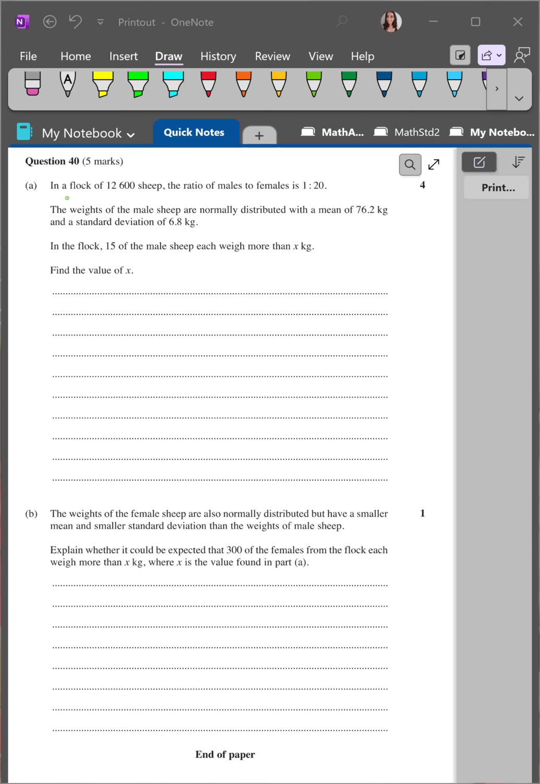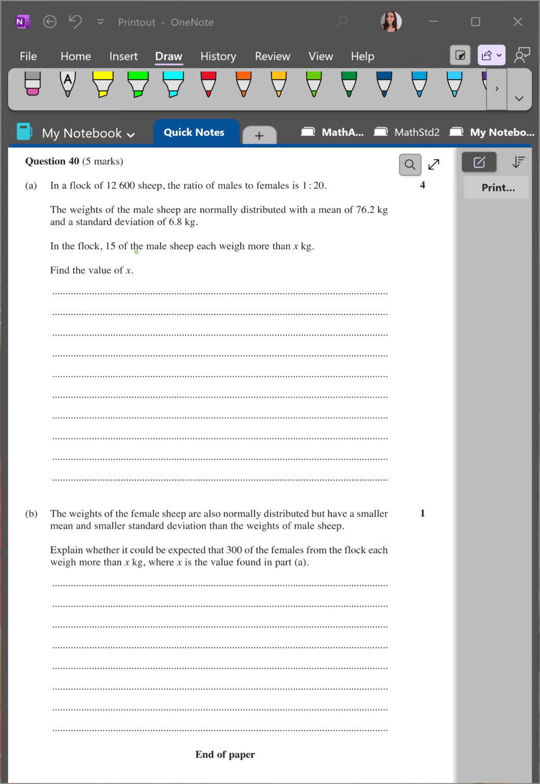Question 40. In a flock of 12,600 sheep, the ratio of males to females is 1 to 20. The weights of the male sheep are normally distributed with a mean of 76.2 kilograms and a standard deviation of 6.8 kilograms. In the flock, 15 of the male sheep each weigh more than X kilograms. Find the value of X.